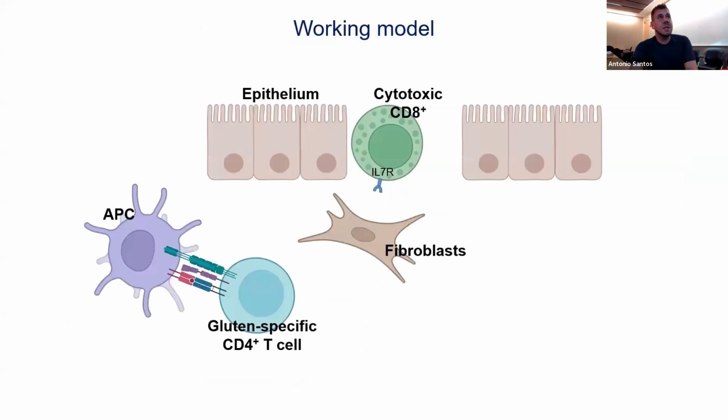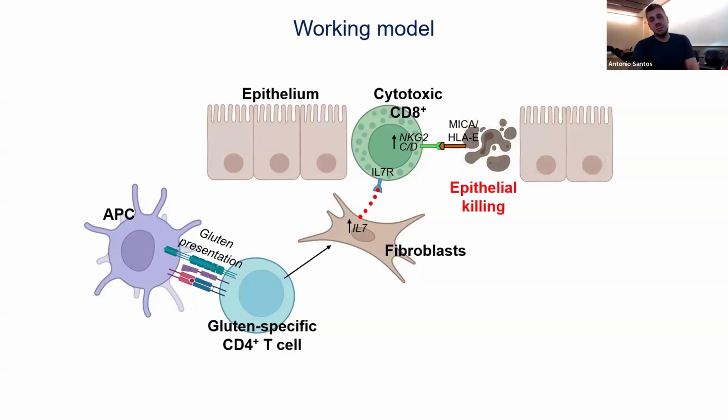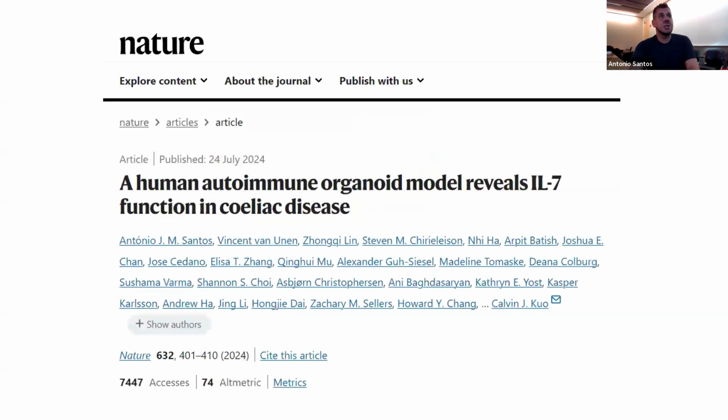This is the quantification. And so I came to a working model, in which I believe that gluten is being sensed by those really nasty T cells, and that leads to increased production of IL-7, which leads to the killing of the epithelium. And my paper is published. It has been published in a journal called Nature. It's available, so anyone can go there and read it.